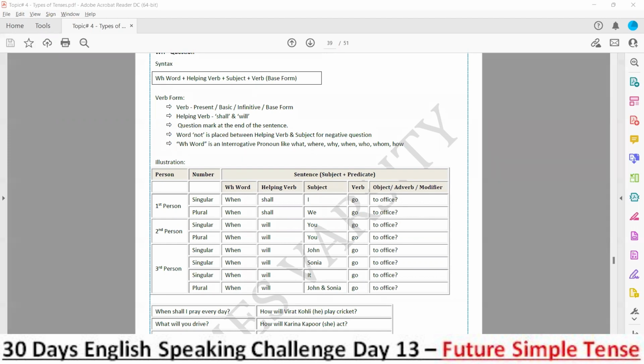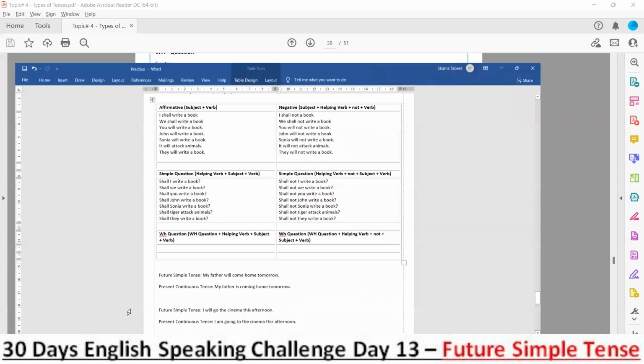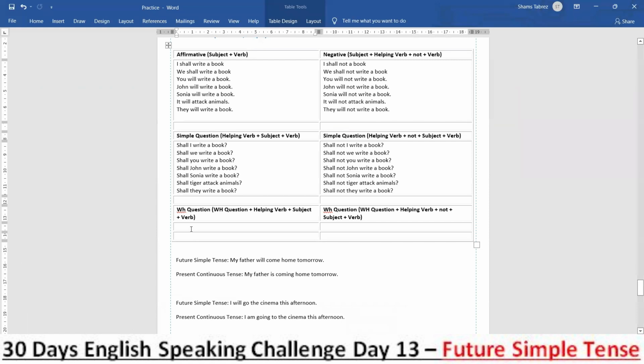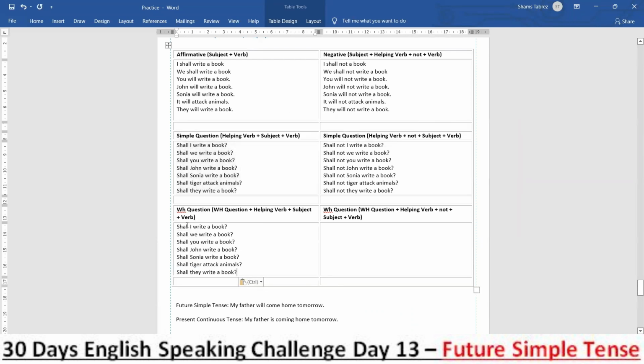Now let's make sentences using WH words. Yes, please make sentences. So what we need to do, we just need to add a WH word in the simple question. So let's say, when will I write a book? Right? When shall I write a book?